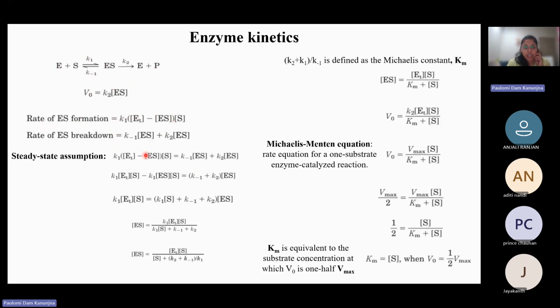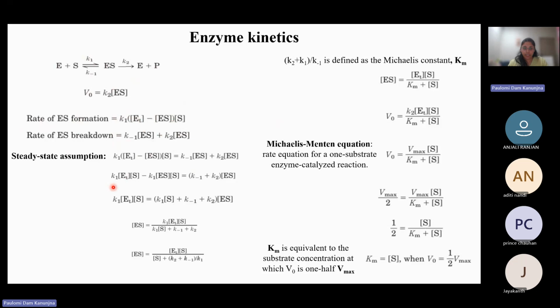Now what do? There is something called steady state assumption where basically you say the formation and the breakdown are steady, like they are in steady state. The concentration does not change, they're in equilibrium. So at equilibrium, ES formation and ES breakdown are equal. The rate of forming ES and breaking down the ES is basically the same.